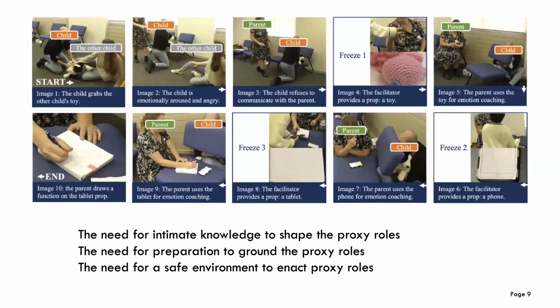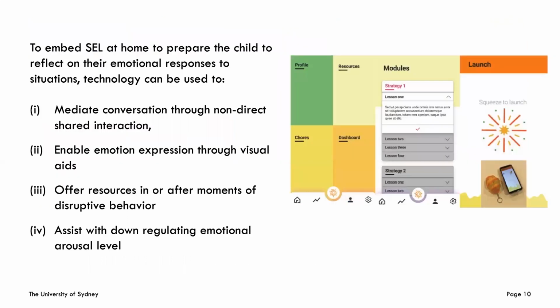As a result, it became clear that this dyadic approach involving a proxy parent and a proxy child could be helpful when proxies have an intimate knowledge of the situation to shape the roles, when they have time to prepare before enactment, and when they feel safe in an environment, as the scenario could really involve high intensity and difficult moments. The findings revealed opportunities for technology to support parents in emotion coaching of children with history of trauma at home.